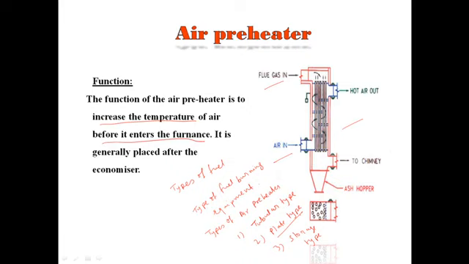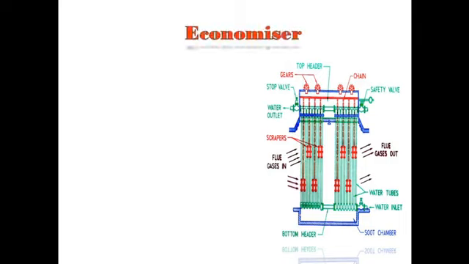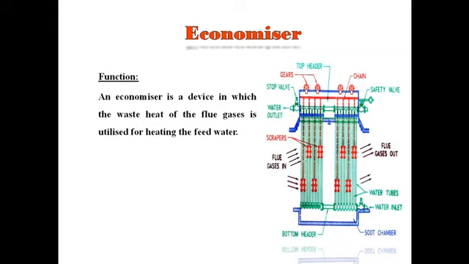Now, another one is the economizer. An economizer is a device in which the waste heat of the flue gases is utilized for heating the feed water. Economizers are basically of two types. One is the independent type, and the second one is the integral type.